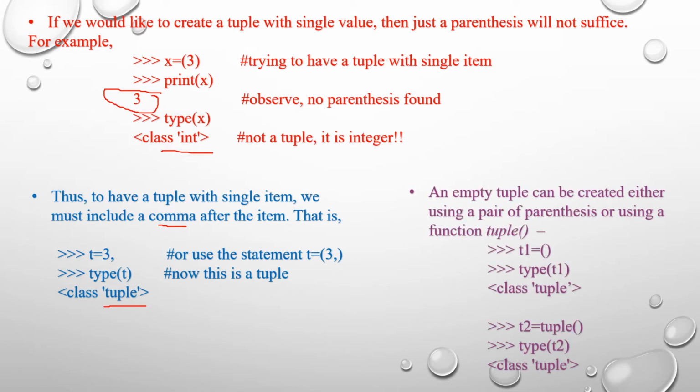An empty tuple can be created either using a pair of parentheses or using the function tuple with parentheses. Let's say t1 is equal to empty parentheses. This instruction will create an empty tuple. The type of t1 is class tuple. This is one method. The other method is, let's say variable t2 is equal to tuple, the keyword, and parentheses. The type of t2 is class tuple. So this is one method to create the empty tuple.